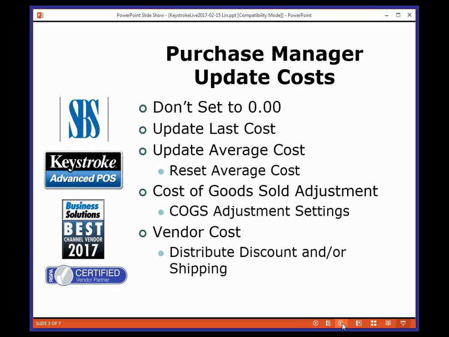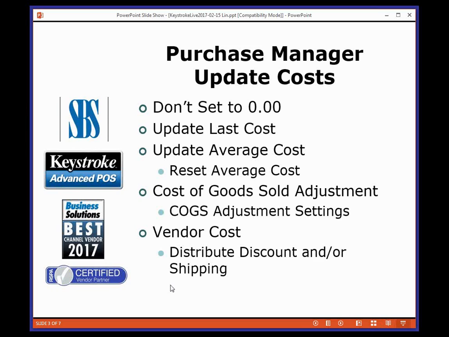Also, it's a good parameter if you ever find yourself selling items into the negative. You put things on your shelf and you sell them before you've received them in Purchase Manager. That can mess up the average cost if you're averaging a positive and negative amount. It really skews your average cost. So in cases like that, you can reset your average cost only when it's going to cause things to be skewed. There's also a cost of goods sold adjustment and settings for that.